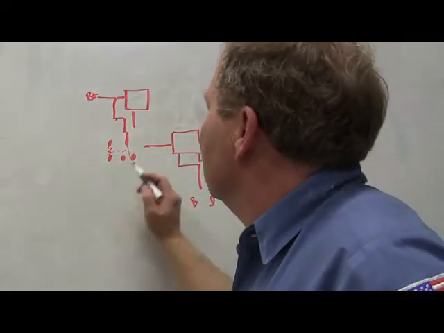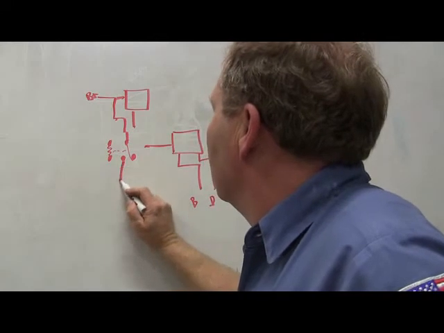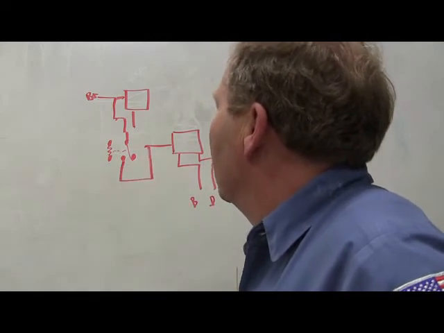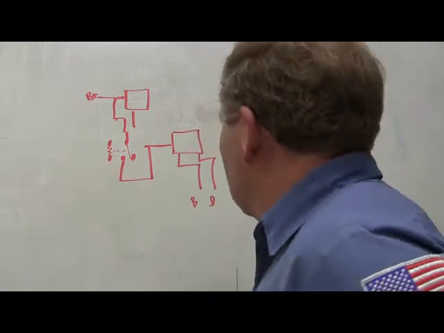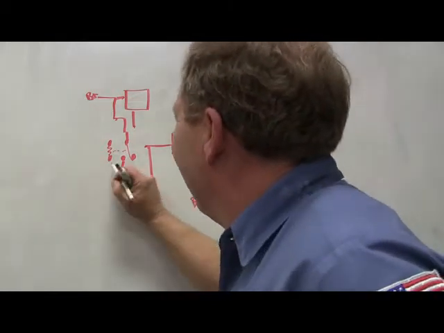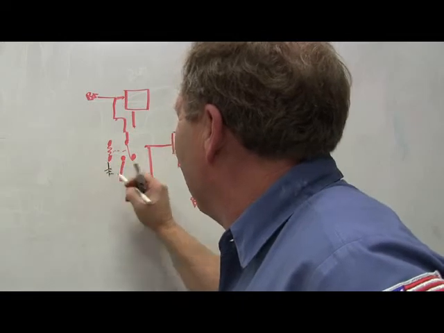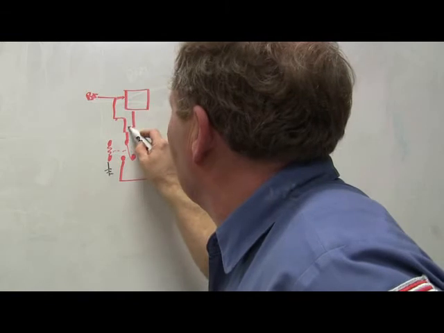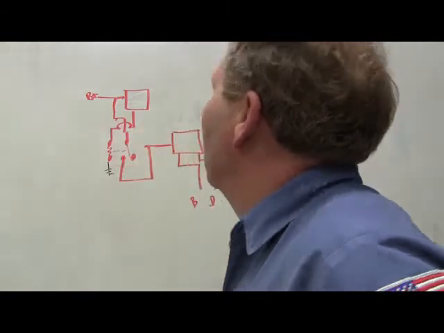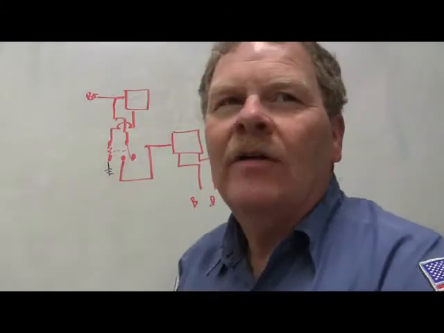Got that? All right, and then I came off of this and I went right here. All right, and then I grounded this, and then this one here went there. Now, can you remember how to do that?